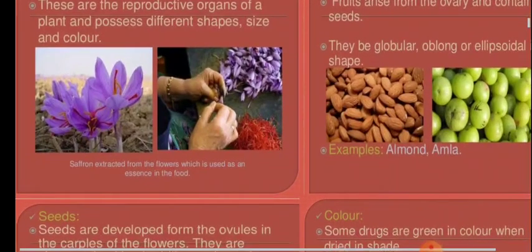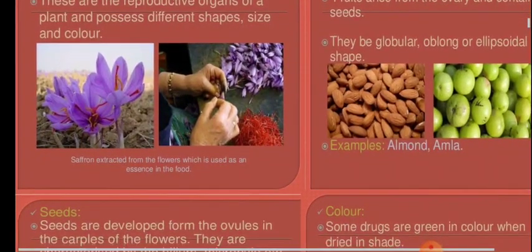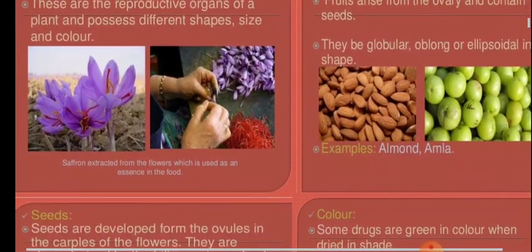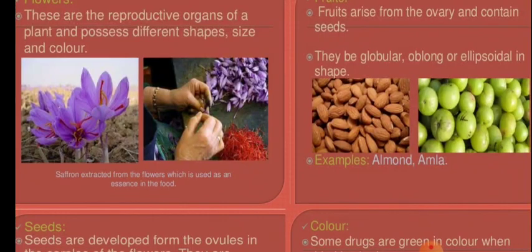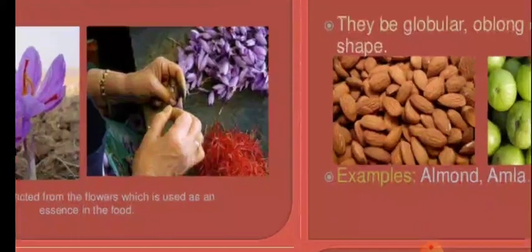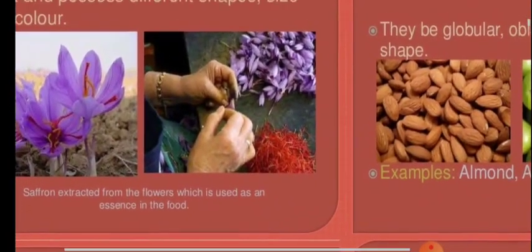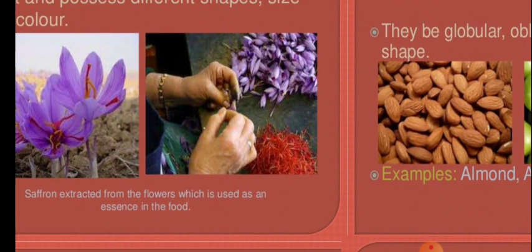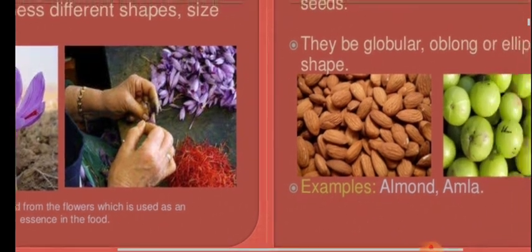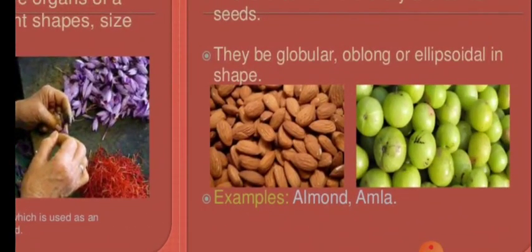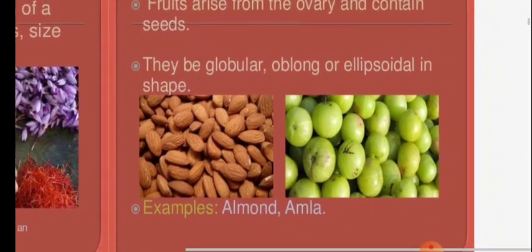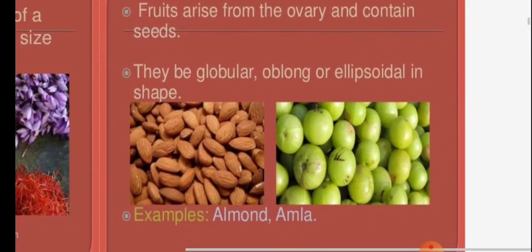Generally, based on the quality character, the female reproductive structure of the flower, that is the carpel, is to be selected, and it is a tedious job. Here you are observing this photograph where the stigma or the carpel is separated from the flower, and it is used as saffron or kesar. Then a good example is almond, badam, and amla fruits. The seeds and the fruits are also used.